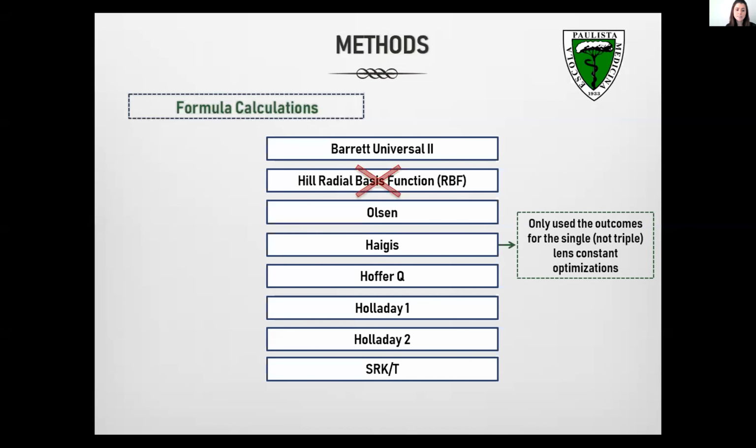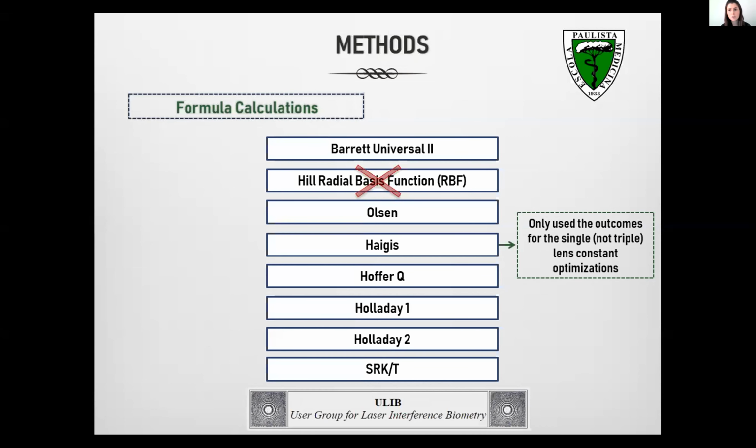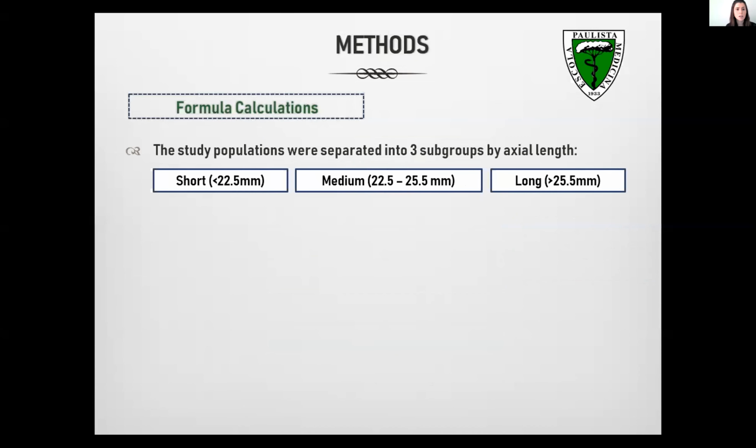For Haigis, the study used only the outcomes for the single optimization in the final analysis to compare the formulas on a more equal basis. And they used the ULIB lens constant optimization suggested to compare the constants in the end. The study population was separated into 3 subgroups by axial length, with short eyes less than 22.5 millimeters, medium eyes, and long eyes with more than 25.5 millimeters.